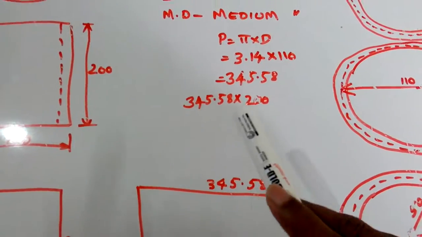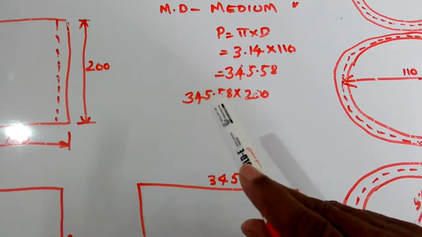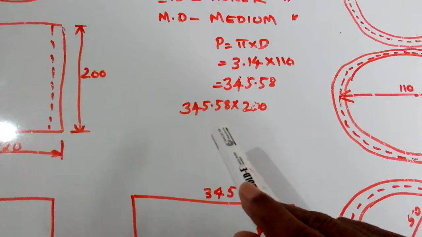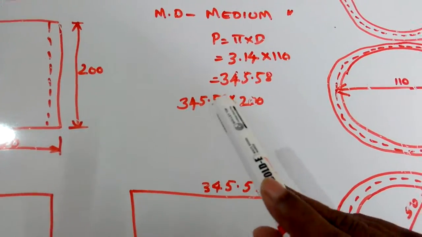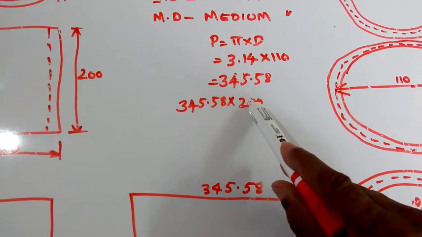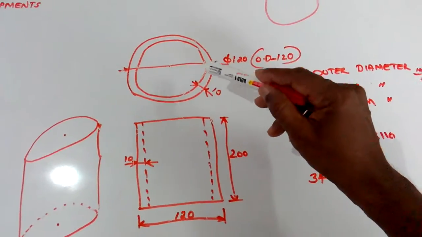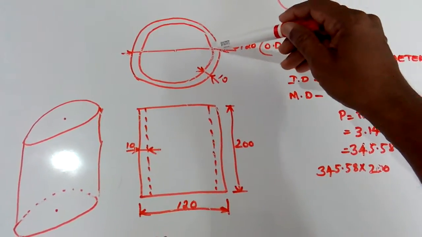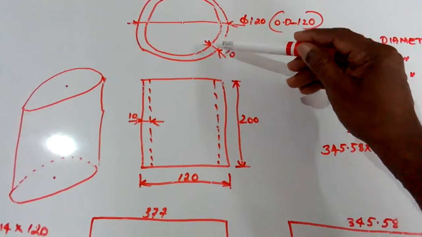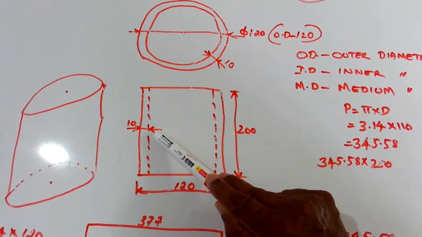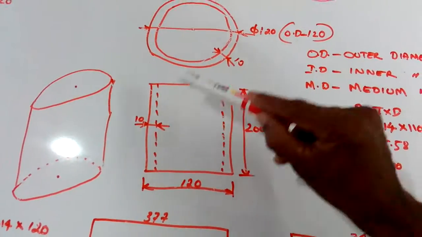We have to cut the plate to a length of 345.58, and its height is 200. It has already been given as 200. Its outer diameter is 120, and its thickness is 10 mm. Here also I have 10 mm thickness. There was no need for me to indicate thickness two times in a job.